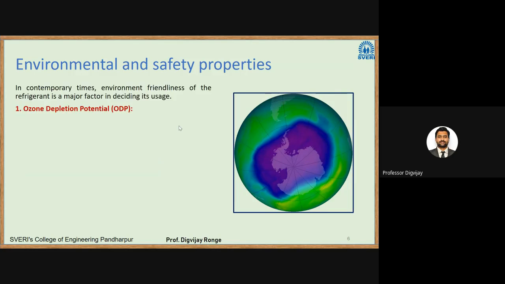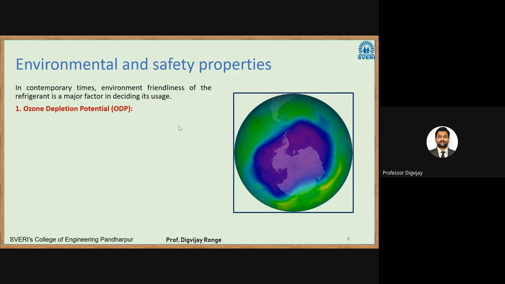So first we saw ozone depletion potential. As the name suggests, it is the potential of a gas to cause harm to the ozone layer, which is present in the stratosphere. So we all know that the ozone layer is very important. It restricts the passage of UV lights, which are very harmful, not only to human beings, they're also harmful for agriculture crops. So the ozone layer is very important.